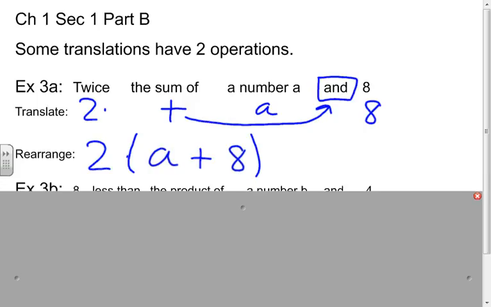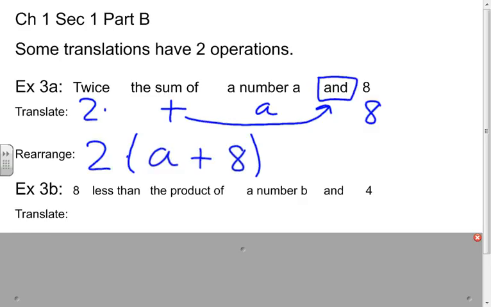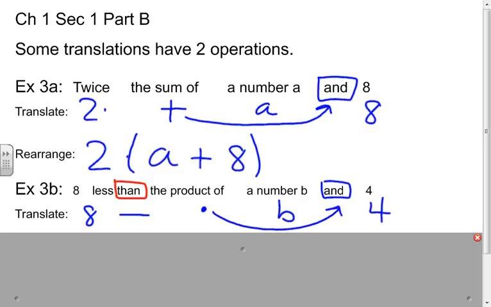Another example. 8 less than the product of a number b and 4. Let's translate straight down. 8 stays 8. Less than means subtract. There's that word than again. We'll come back to that in a second. The product is multiply. A number b, that tells me my variable, and the 4. Product is with of, so we have to look for the word and. The multiplication symbol is going to move over there.